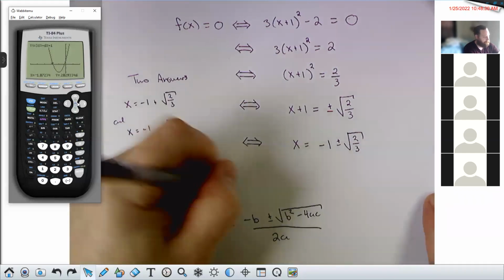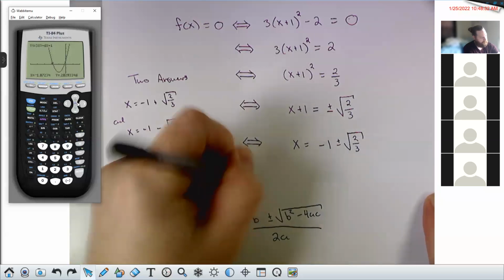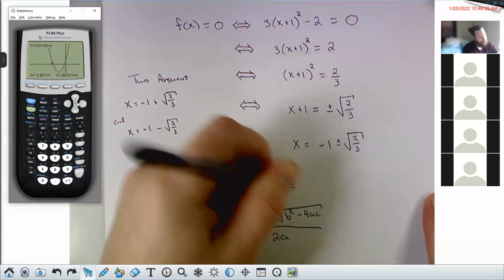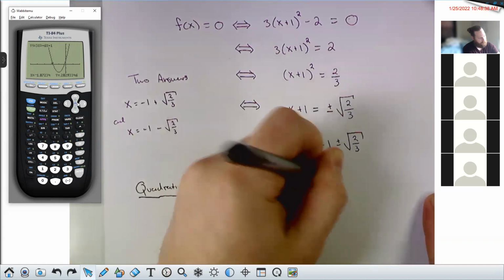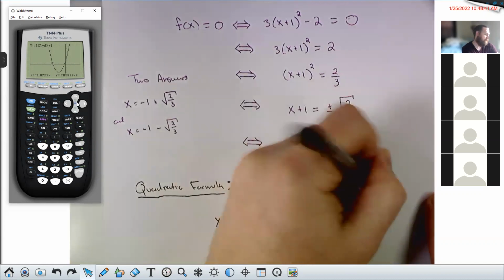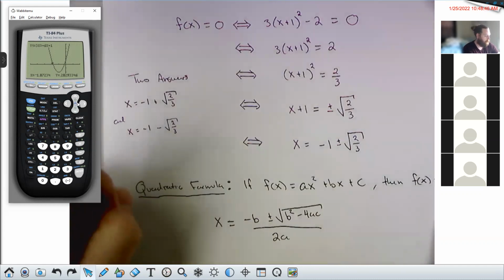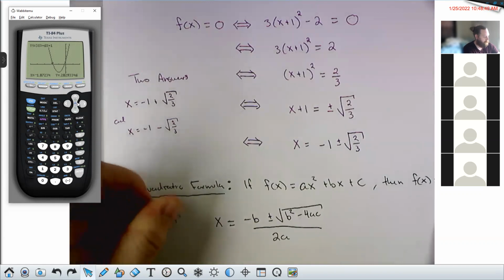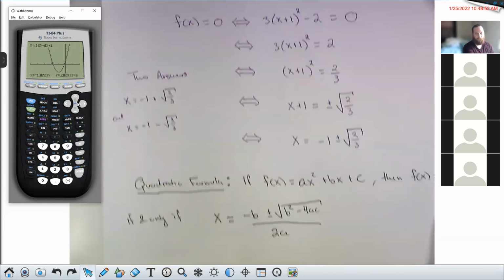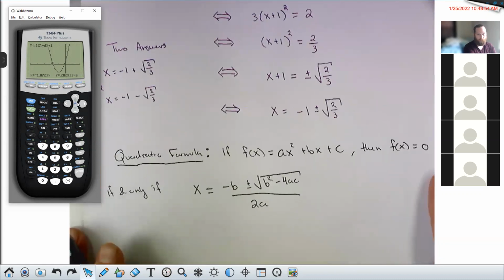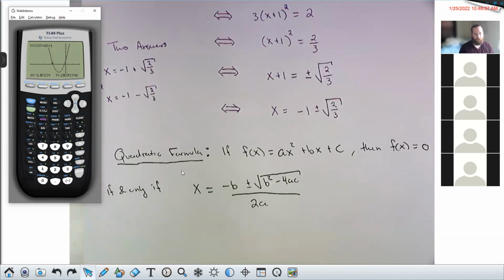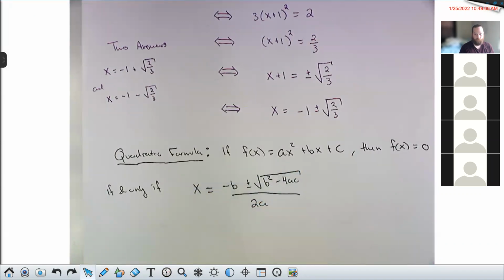The context here. If f of x is ax squared plus bx plus c, then f of x equals 0 if and only if x is one of these two numbers. Okay. That is the quadratic formula. So these are the x values of the x-intercepts. It works. Yeah, it really does. It's painful, but it works.